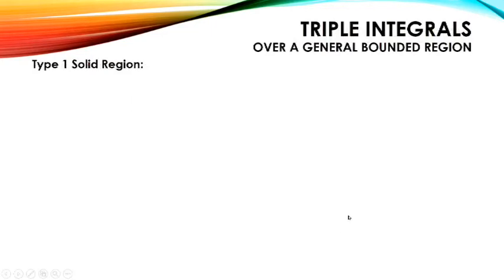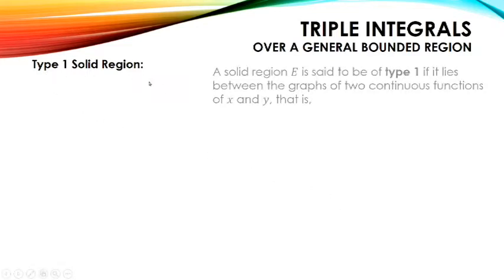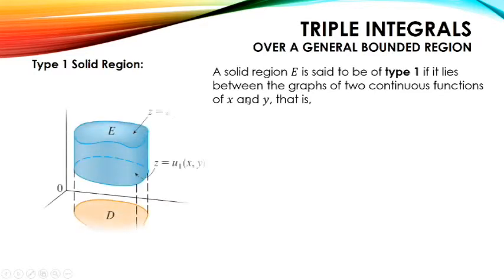Now for triple integrals over a general bounded region, just like the general bounded region in double integrals, we have what we call a type 1 solid region. A solid region is said to be type 1 if it lies between the graphs of two continuous functions of x and y. We have the functions u sub 1 of (x, y) and u sub 2 of (x, y), so the surface is from top to bottom.